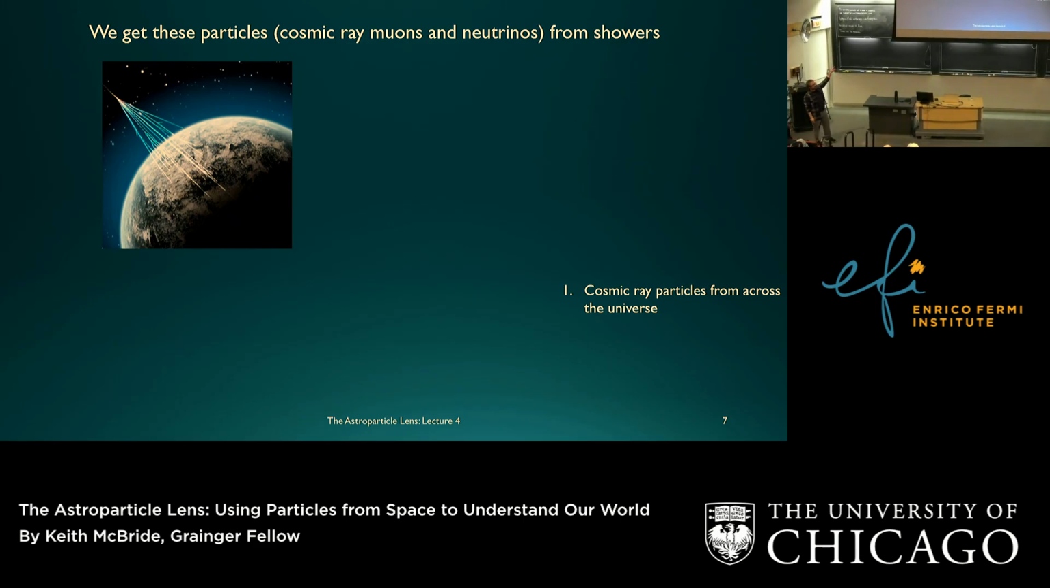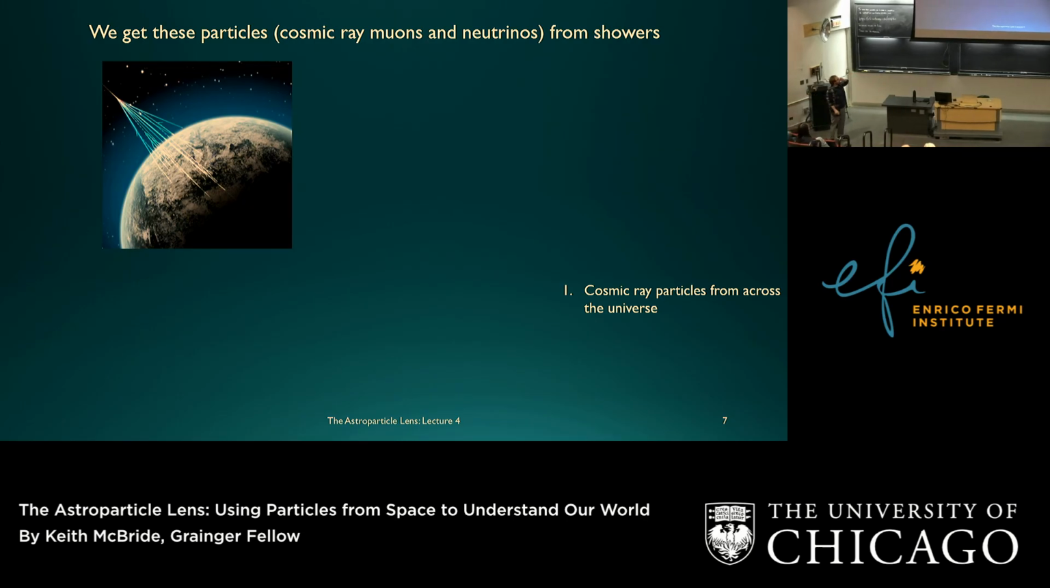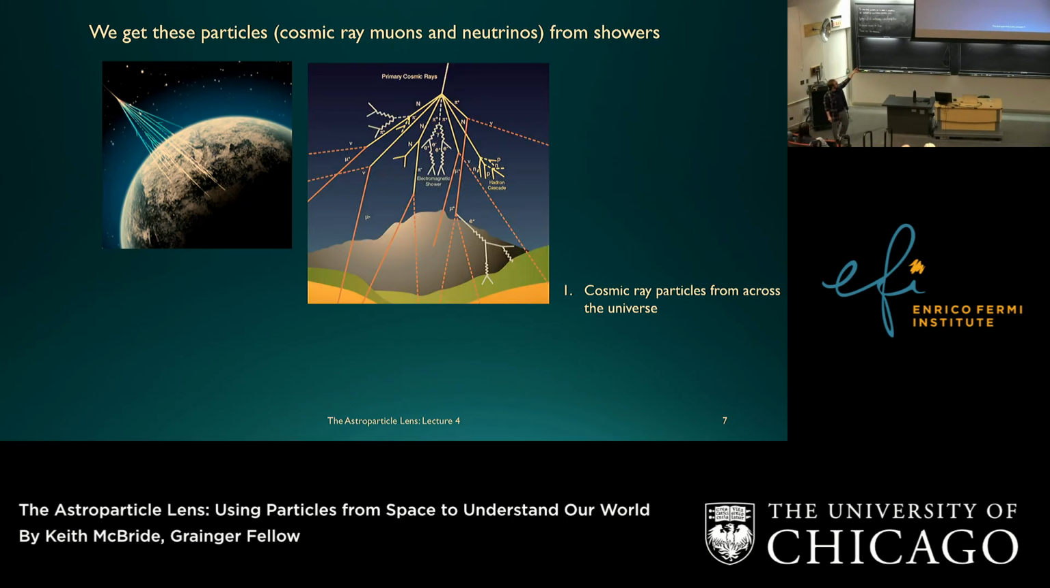So what we've established is that you get these cosmic ray muons and neutrinos because cosmic rays propagate from somewhere across the universe. They are accelerated to extreme energies, make it to Earth, and interact in the atmosphere. When they interact in the atmosphere, you get showers of particles. That extreme energy of one particle turns into a bunch of other particles at lower energy.